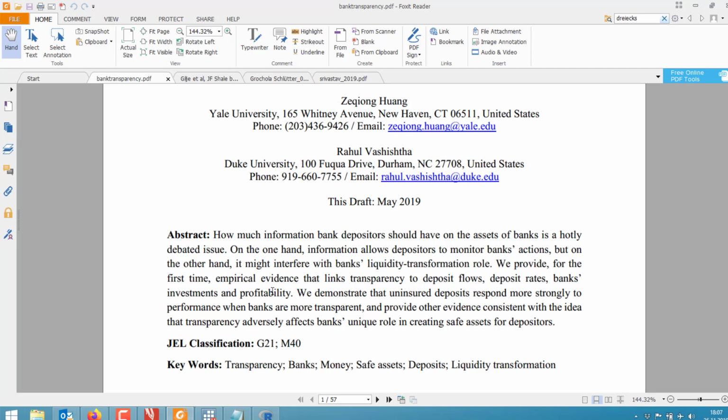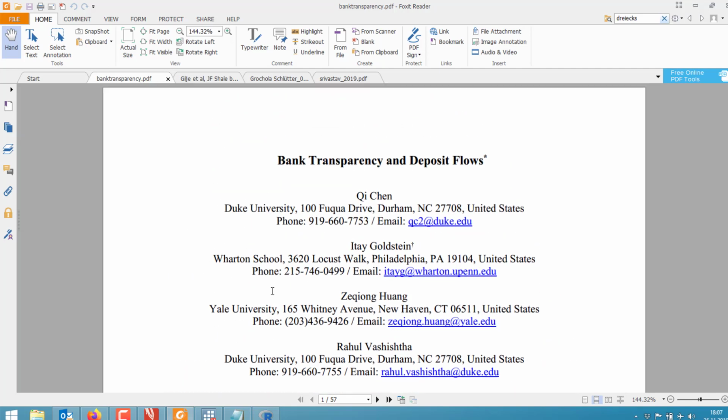If you're interested in this, just go to the internet. You can find it via Google: Bank transparency and deposit flows. Fresh working paper from people who know their business, from the Wharton School, Duke and Yale, some of the best advisors here in finance.